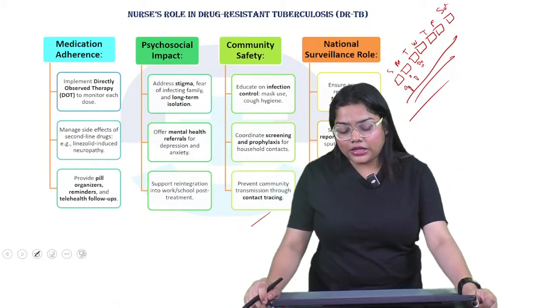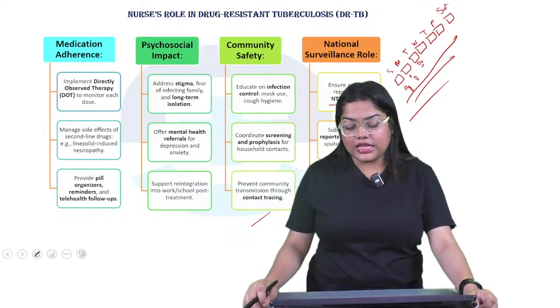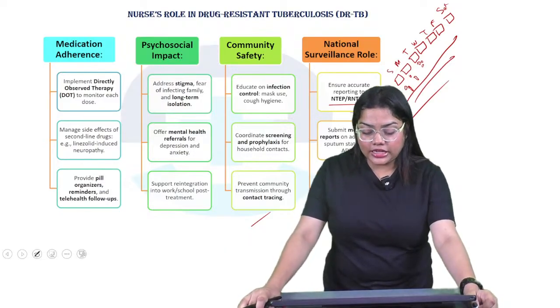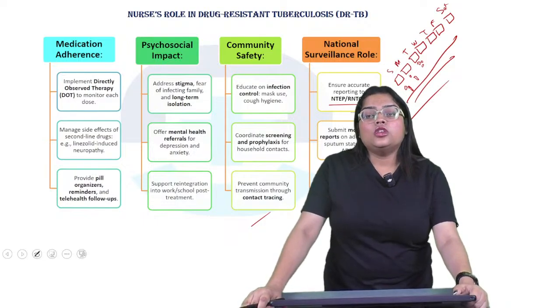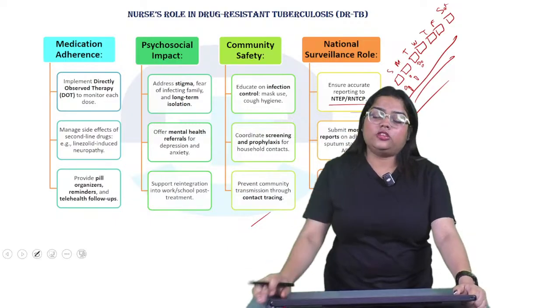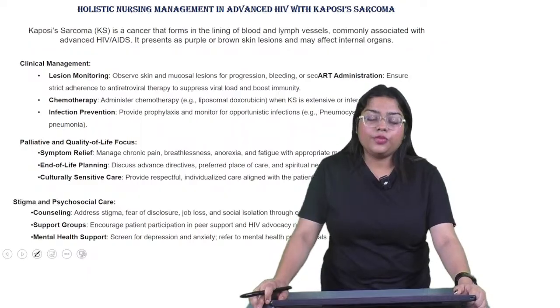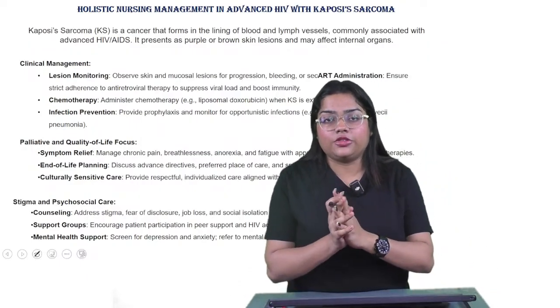Then submit monthly reports on adherence, like sputum status and ADRs. Then we have to support the public health goals by ensuring treatment completion. Okay, so we should always check that patients who have tuberculosis are getting the complete treatment. Okay, so that is all about the nurse's role in drug resistant tuberculosis.